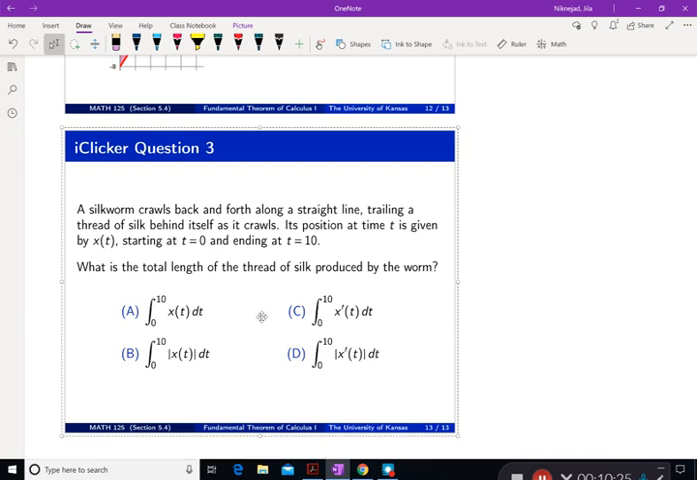A silkworm crawls back and forth along a straight line, trailing a thread of silk behind itself as it crawls. Its position at time t is given by x of t, starting at t equal to 0 and ending at t equal to 10. What is the total length of the thread of silk produced by the worm? And so I suggest stopping the video and coming back to it.